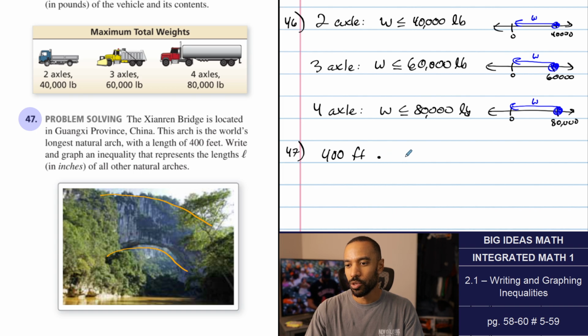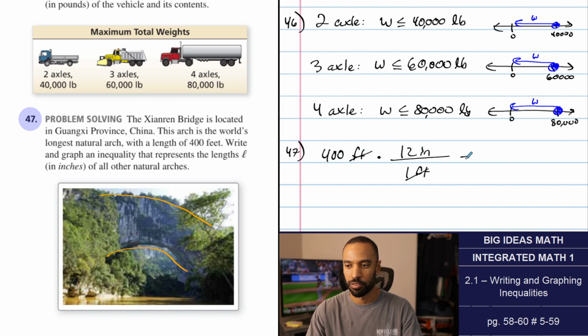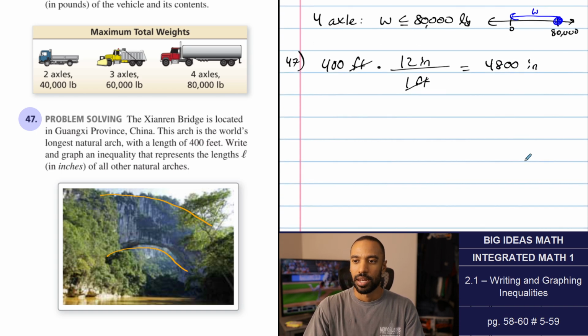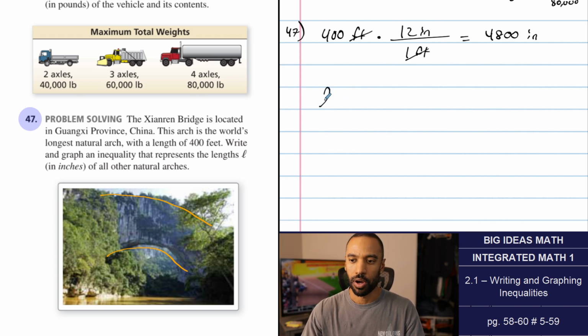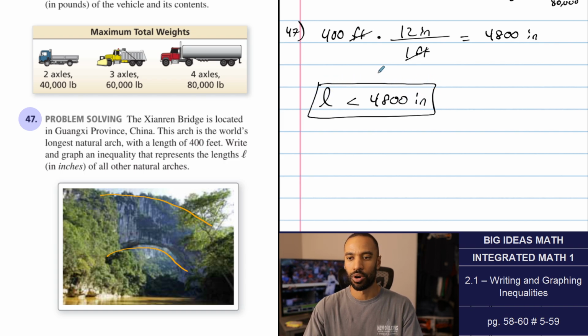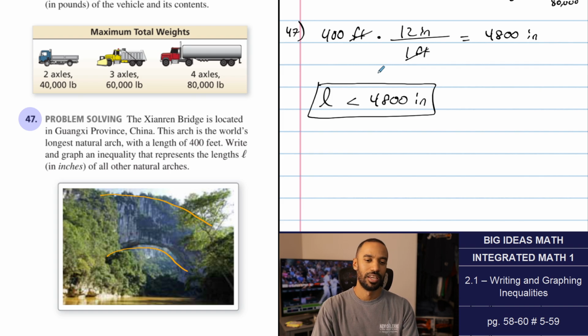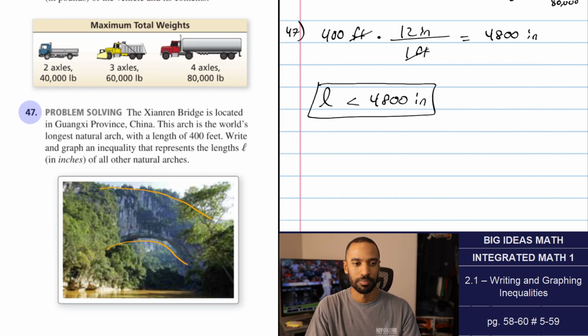Anyway, 400 feet. We did feet to inches before. Let's do it the way you would from previous conversion problems: 12 inches for every 1 foot. Feet cancel, and that's why you do 400 times 12 over 1. That's 4,800 inches. Now, our length, L, of all other natural arches must be less than 4,800 inches, is what we're saying. And, of course, more than 0 to exist, but we're only doing that side of things.